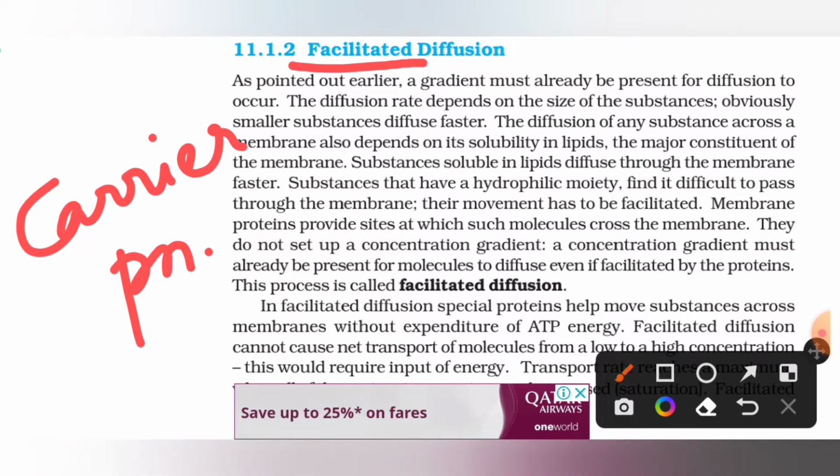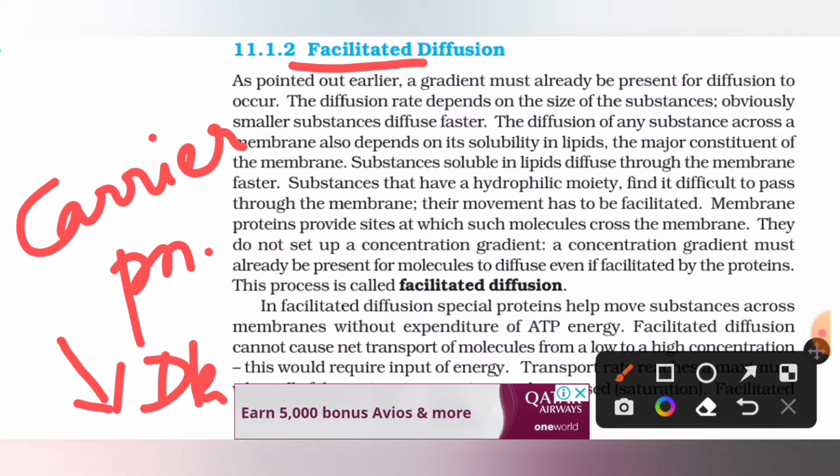Same thing, the molecules are moving from higher concentration to lower concentration, and hence it is also a downhill reaction. This is called a downhill reaction. Why? Because the molecules are moving from higher concentration to lower concentration, and then it has a saturation effect. Now what is meant by that saturation effect?